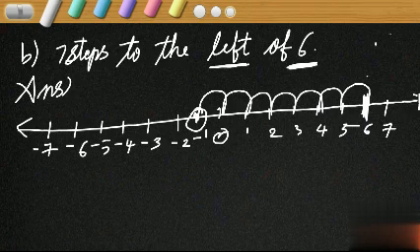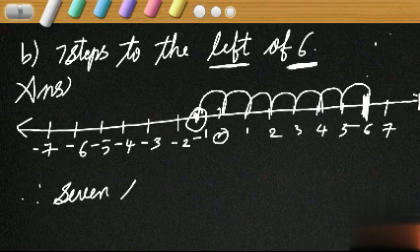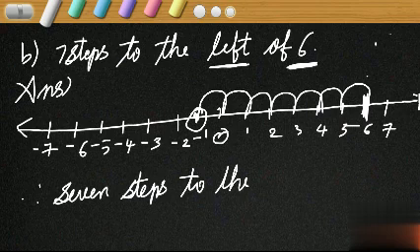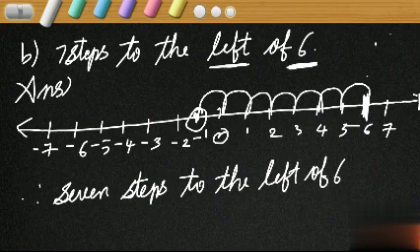Okay, right. Therefore, 7 steps to the left of 6. What is the answer? Yes, minus 1 is the required answer.